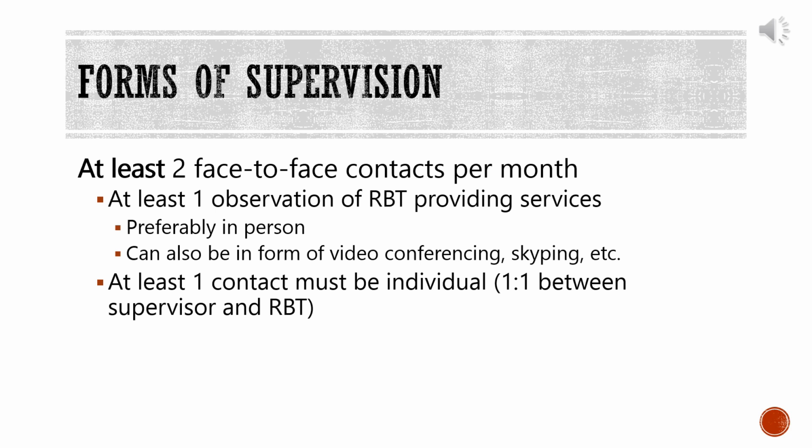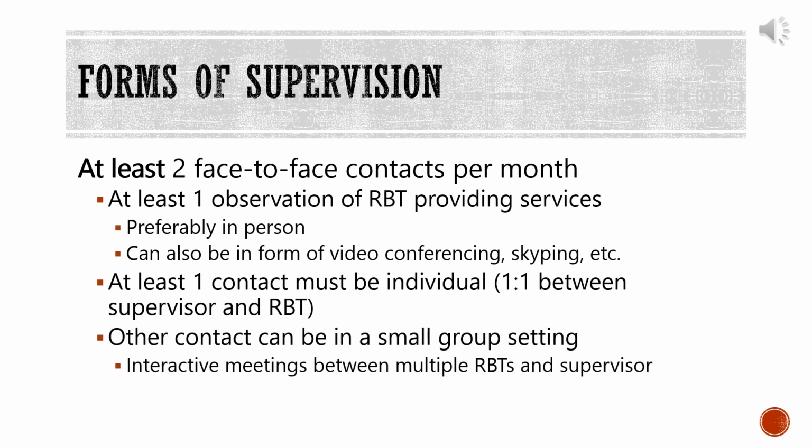Additionally, at least one contact must be individual, meaning that they are one-on-one between the supervisor and RBT. Finally, the other contact can be in a small group setting. For example, they can be in an interactive meeting that is between multiple RBTs and the supervisor. In these small group meetings, they can discuss a variety of information, such as literature pertaining to behavior analysis.